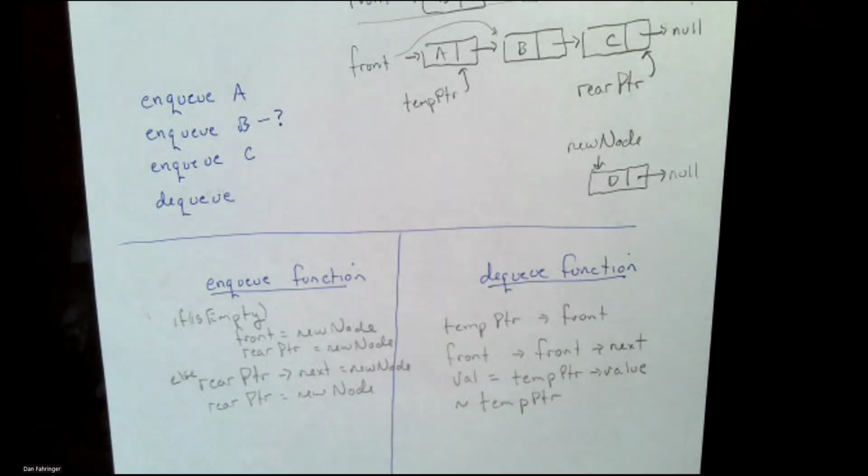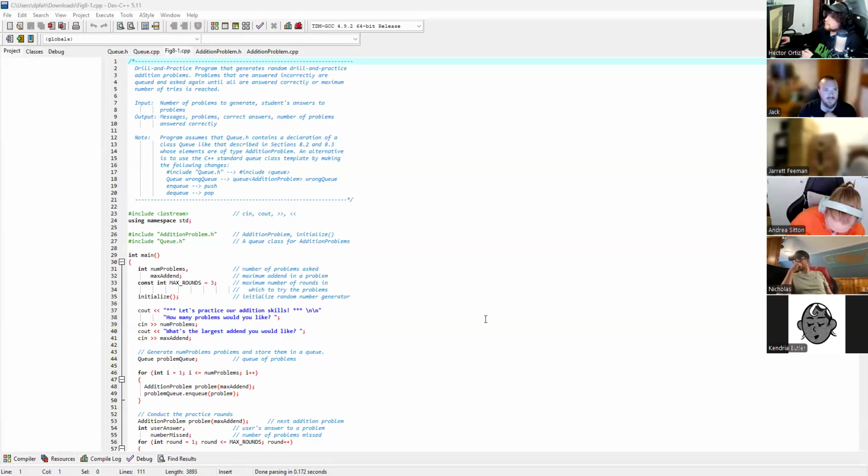Cool. In D2L, I gave you something called addition problem.cpp, addition problem.h, figure 8.1, Q and Q.cpp. I have those pulled up on my screen. Thinking through, is this program working with an array or is it working with a linked list? Well, we'd have to know what Q was, because my NQ and DQ should be written for both of them.